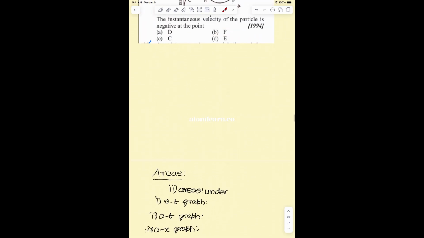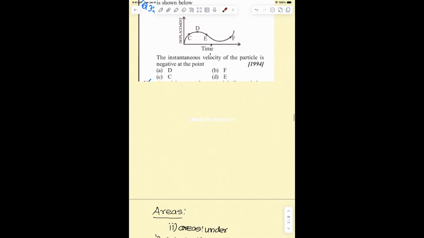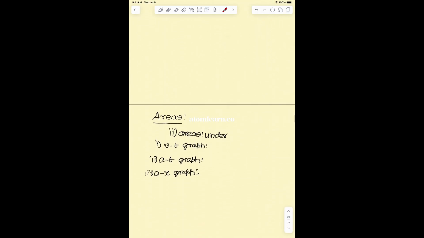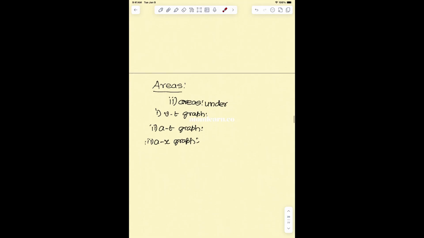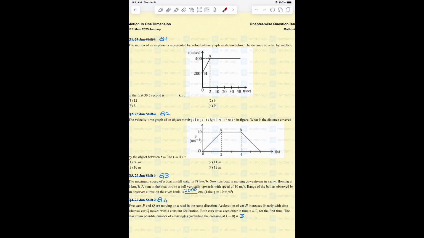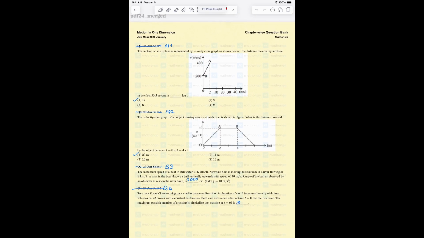Where are the questions? We will see. Unfortunately, there have been no questions asked in the past examination on this. Therefore, I'll get you some questions of this type so that it will be good for practice. Just hold on, just wait. Okay, let's take question number 1.